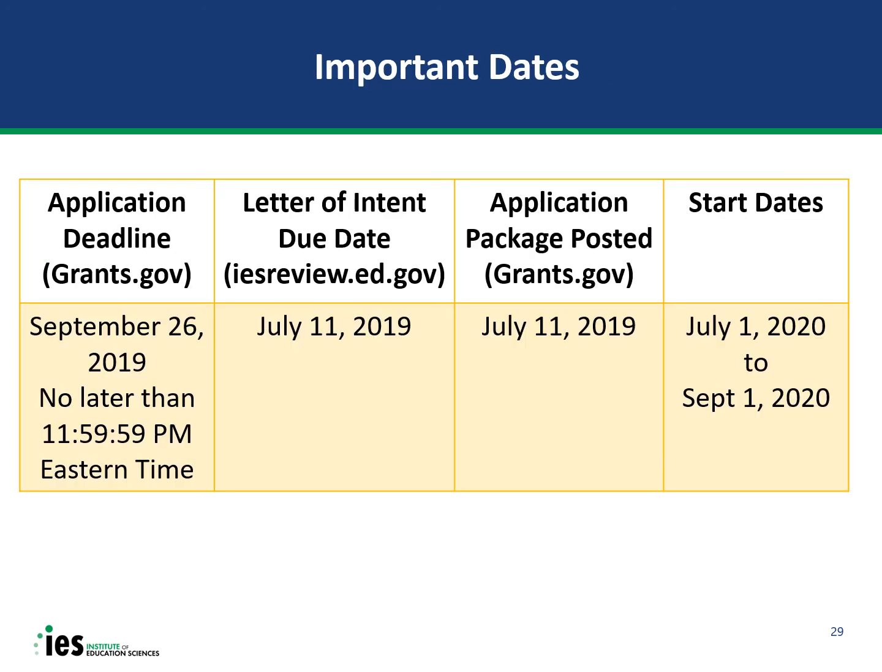This slide includes important dates for 84.305C, the R&D Center competition. Applications must be received at grants.gov no later than September 26, 2019 at 11:59 p.m. Eastern Time. Letters of intent are due on July 11, 2019, and the application package will be posted on grants.gov on July 11 as well. The possible start dates for the award are between July 1st, 2020 and September 1st, 2020.